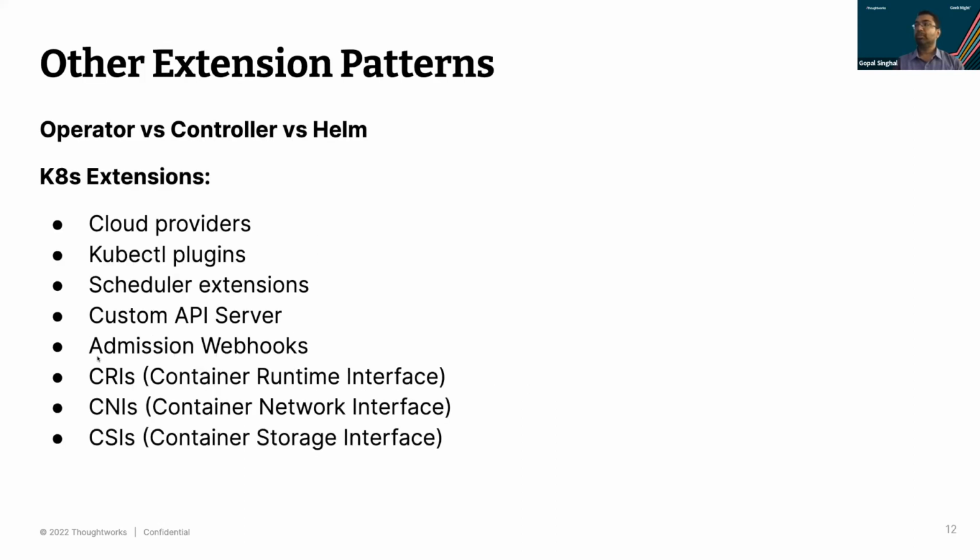Okay, moving on to the last slide. Other extension patterns available in Kubernetes. Before we get to the extension patterns, operators versus controllers versus Helm. I think most of you have already found out operators versus controllers. Controllers work on native default objects or resources provided by Kubernetes, like pods and deployments, and an operator is something that works upon custom resource definitions.